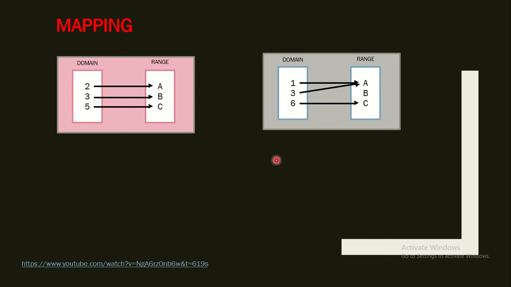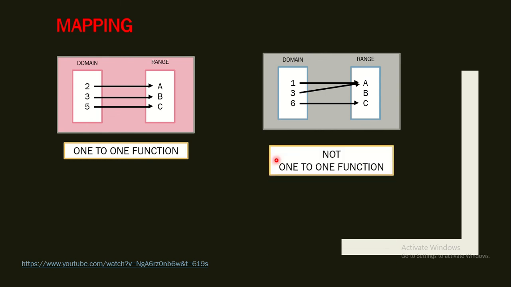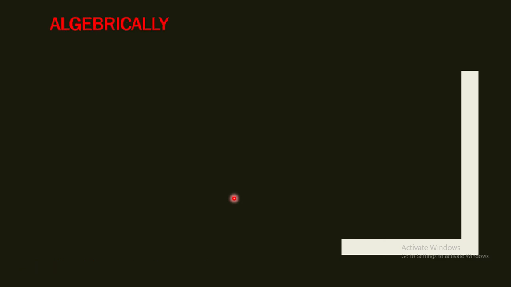So, between the two mappings, the first one is the one-to-one function kasi nga, tig-isa lang sila. While dun sa second mapping natin is not a one-to-one function, kasi nga naulit yung domain dun sa isang range. Okay? So, algebraically naman guys, ganito.